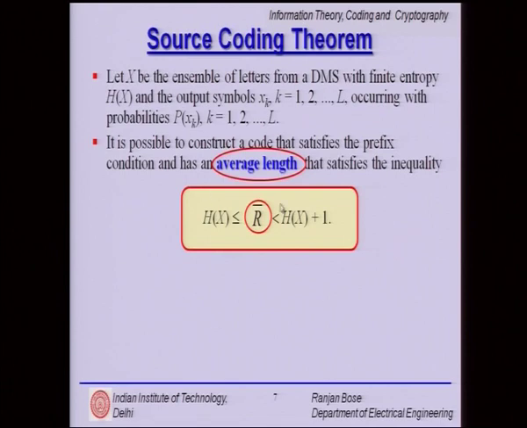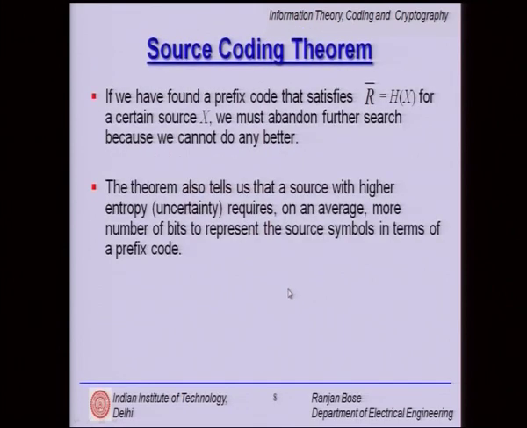So, it is worth exploring what R bar is when we have a prefix code. It also tells us that once we have a prefix code that satisfies R bar equal to H(X), we should abandon further search, because we have reached the ultimate. And intuitively the source coding theorem tells us that if a source has higher entropy H(X), then on an average we require more bits to represent the symbols. Please note the key phrase is on an average.